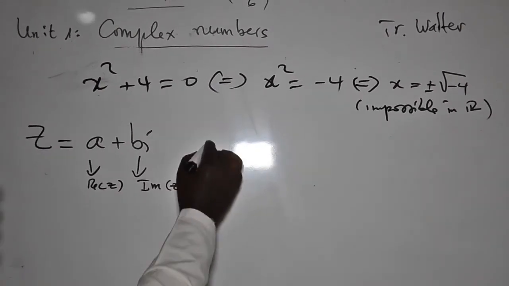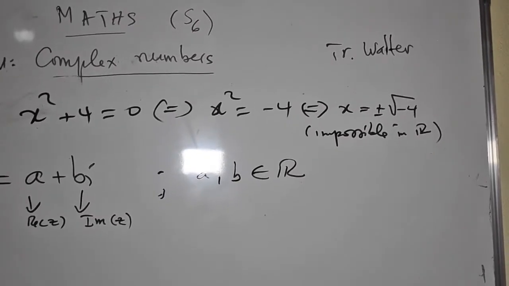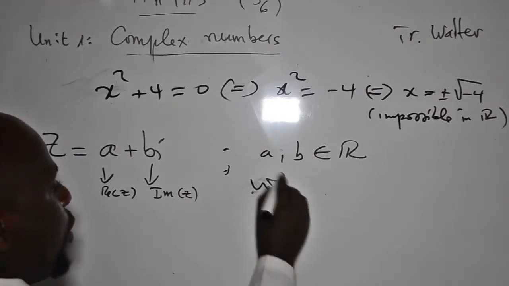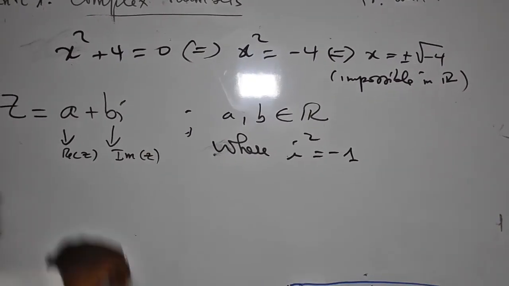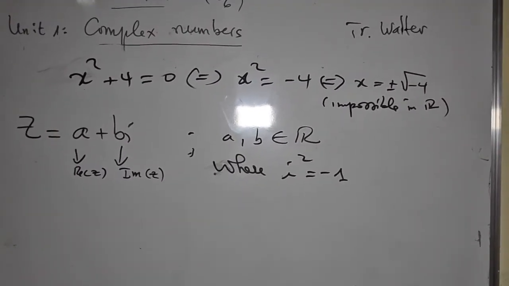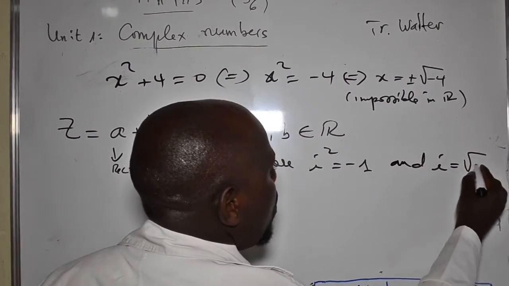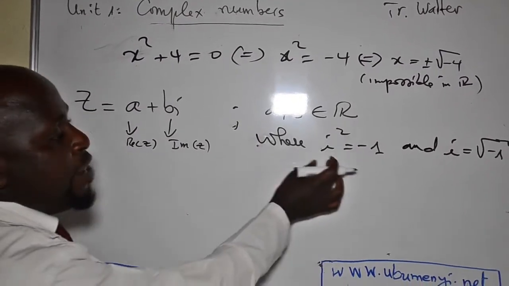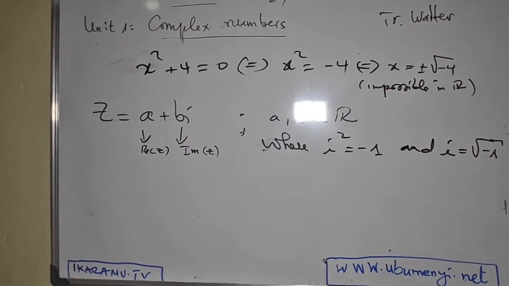Within this number z, a and b have to be real numbers. But what about this small i? I squared must be equal to negative 1 so that we can be able to work with these complex numbers. i squared is always equal to negative 1, and i itself will be equal to the square root of negative 1. Whenever we have negative 1, we can put i squared, and wherever we have the square root of negative 1, we have i. This is how we work with complex numbers.